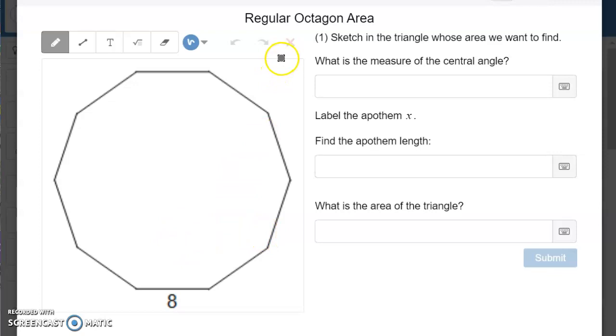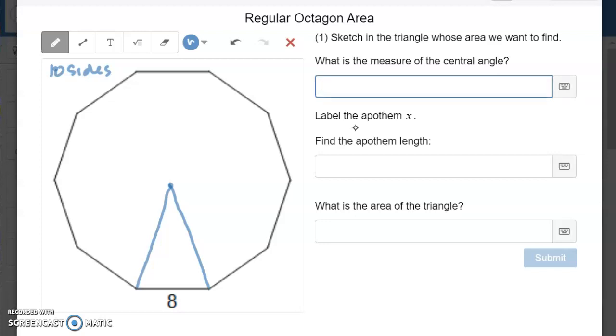This is not an octagon. This is a decagon. It's 10-sided. So sketch the triangle whose area we want to find. The first thing is I am going to sketch the triangle. So if this is my center, this will be my triangle. And what is the measure of the central angle? So this is 10-sided, so that's going to be 360 divided by 10, so that is going to be 36 degrees.